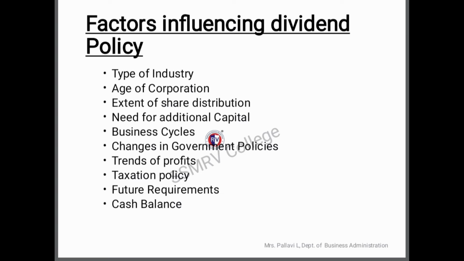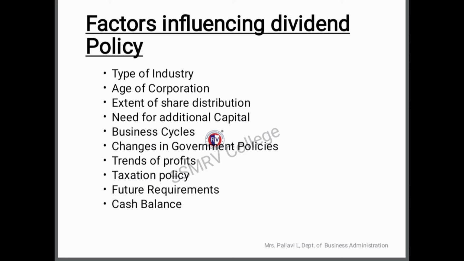And the next point is changes in government policies. Every now and then the policies will be changing. There will be a lot of restrictions, amendments, etc. in the Companies Act, right? Recently we have Companies Act 2013. So there are different changes. So based on that, the dividend policy will be decided.